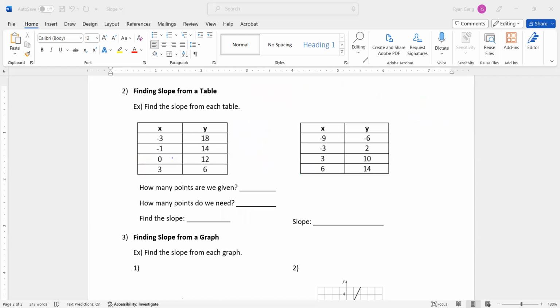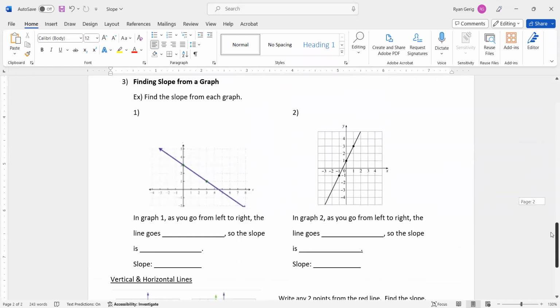If you've paid attention for 2 lessons, you know that there's really not much different that I've shown you today than I did the day before. Okay. From a graph, find the slope from each graph. Well, in graph 1, as you go from left to right, the line goes downhill, right? It looks like you're skiing down a hill. If you're going downhill, the slope is negative. It's a good way to check and make sure you have the right sign, especially if you have a graph.